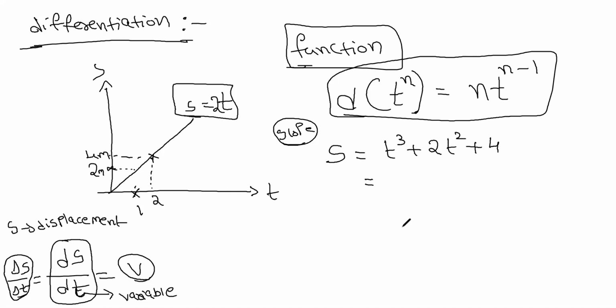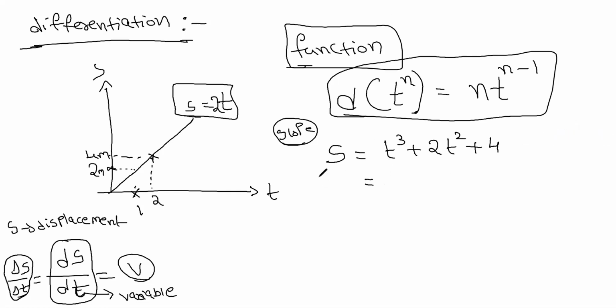Differentiation means change, correct? Yes, sir. If it is constant, there is no change, right? Yes, sir. That's why the differentiation of a constant is 0, because there is no change in a constant.